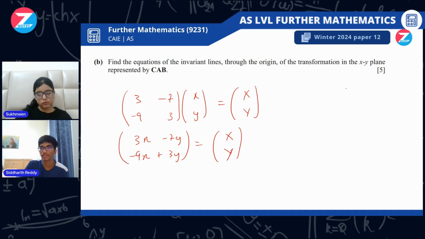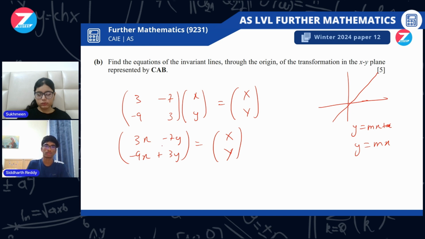So invariant lines which pass through the origin, for example, like this. All straight lines can be modeled using y is equal to mx plus c. And since it passes through the origin, c is equal to 0, so just y is equal to mx. So we can substitute it over here. So 3x minus 7mx is equal to capital X, and minus 9x plus 3mx is equal to m capital X.